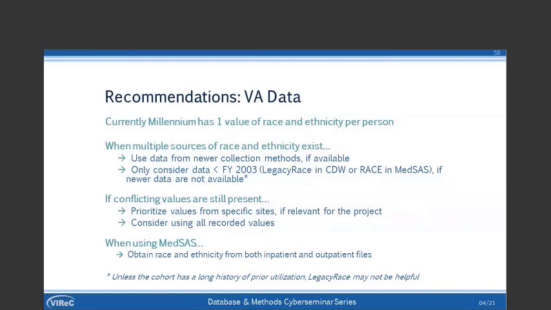For example, if you have an index site or an index visit, or you're enrolling patients from a particular site, or if you use like the patient's preferred institution, those may be ways to prioritize a site. Other ways, you may consider using all recorded values. And then just as a reminder, when using MedSAS data, you want to obtain race and ethnicity from both the inpatient and outpatient files.